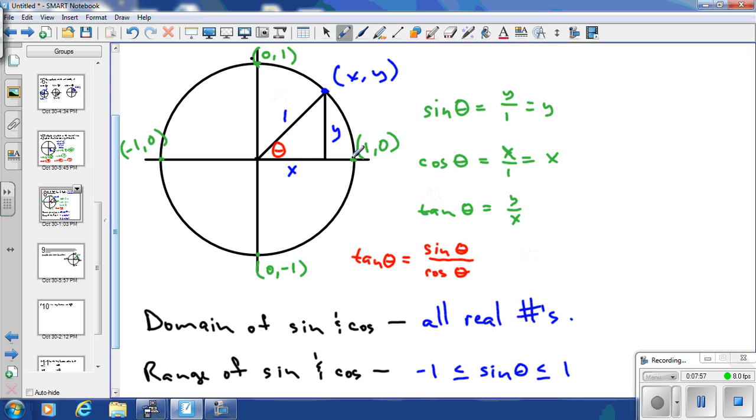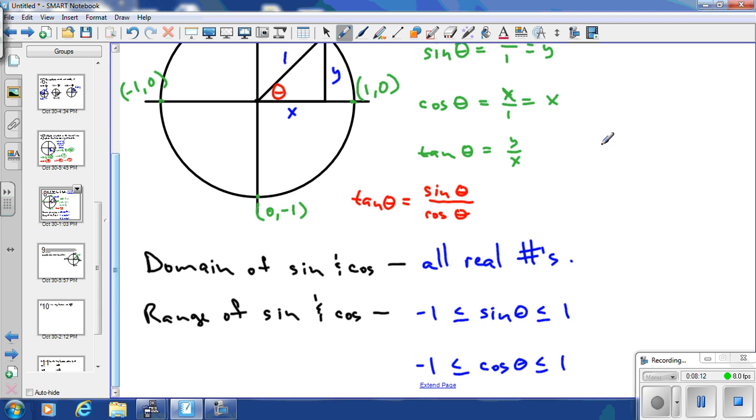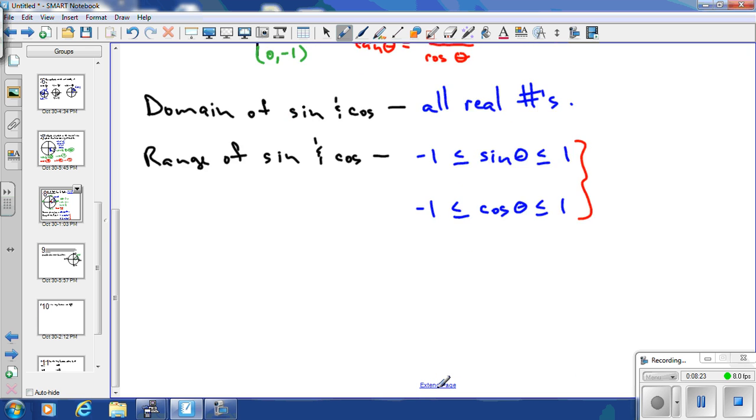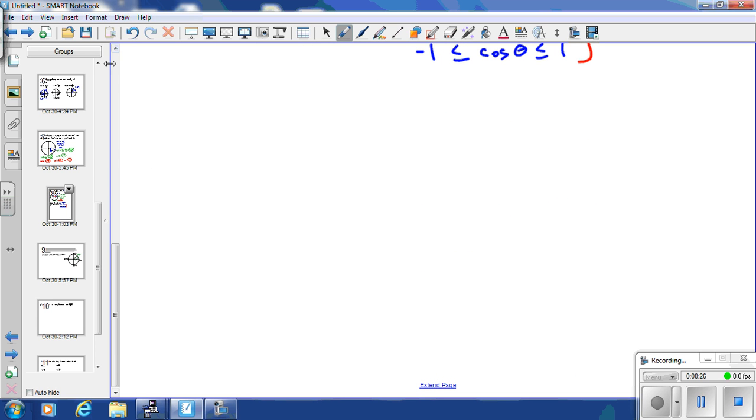The same thing for the cosine, because cosine is the value of x. If I drag this point here, this is as big as I can make x on this circle, and that coordinate's going to be 1. The smallest I can make x is when I drag the point over to here and I get -1. So I have a very important property here: the sine and cosine values both are going to be between -1 and +1 always.